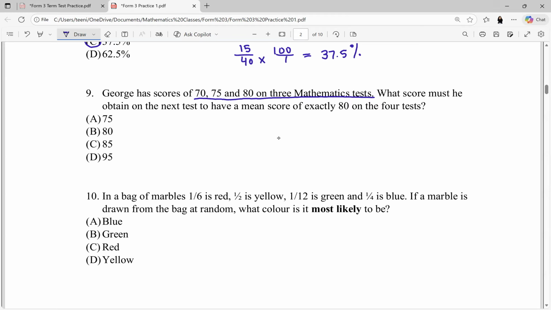And he wants to have a mean score of exactly 80 on the 4 tests. And we are required to find what score he needs in that other test, so that would be the 4th test, in order to get an average of 80. Take a few minutes, think about it a little bit, and see if you could solve it.